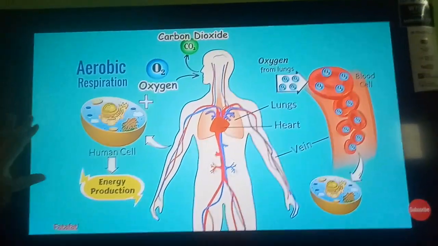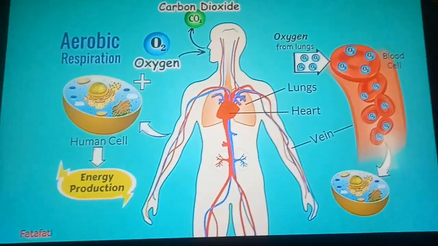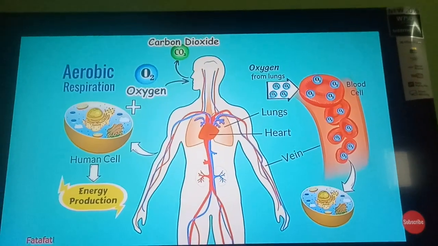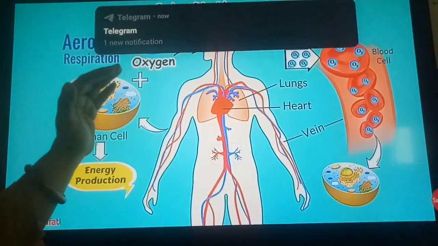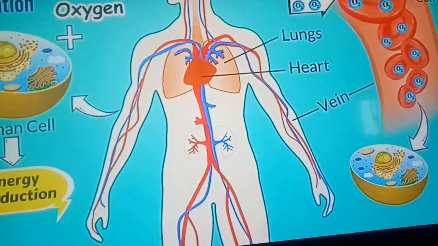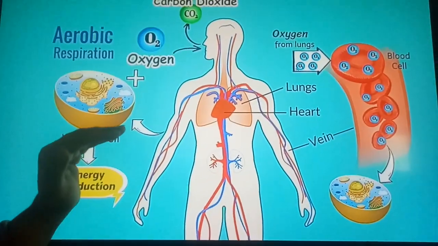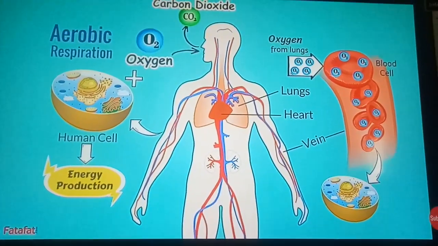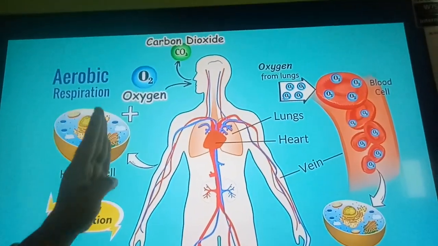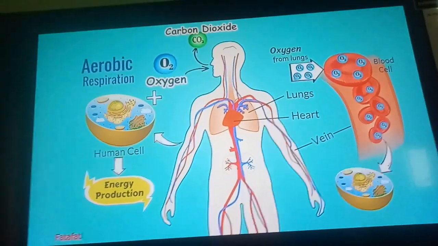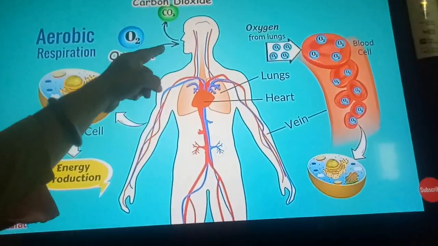So we will study aerobic respiration. Aerobic respiration is done in two parts: first at the body level, and then at the cellular level. Again I repeat, first at the body level and second at the cellular level. Body level means the breathing mechanism.